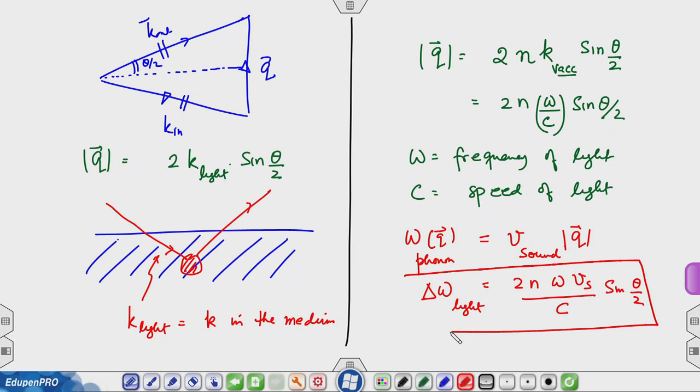So, if I measure delta omega of light, the difference in frequency between incoming and outgoing light, I can measure the speed of sound v s through this by measuring the angles. Except that these are very difficult experiments because you are trying to extract a very small number of the order of meV from eV. So, they require very, very sophisticated technology to detect such small changes. So, that is number 2.